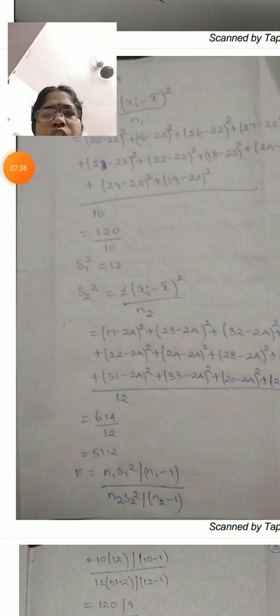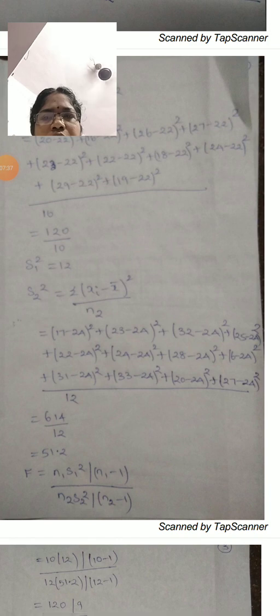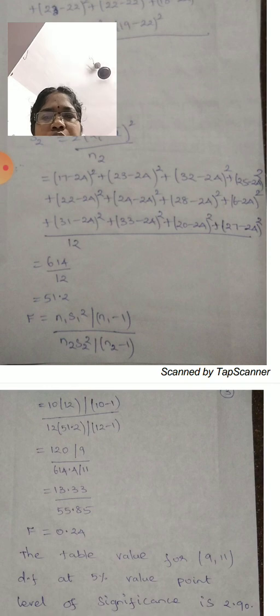The F test formula is n1 into s1 squared divided by n1 minus 1, divided by n2 into s2 squared divided by n2 minus 1. Here n1 is 10, s1 squared equals 12, n2 equals 12, and s2 squared equals 51.2. We have to substitute n1, s1, n2 and s2.